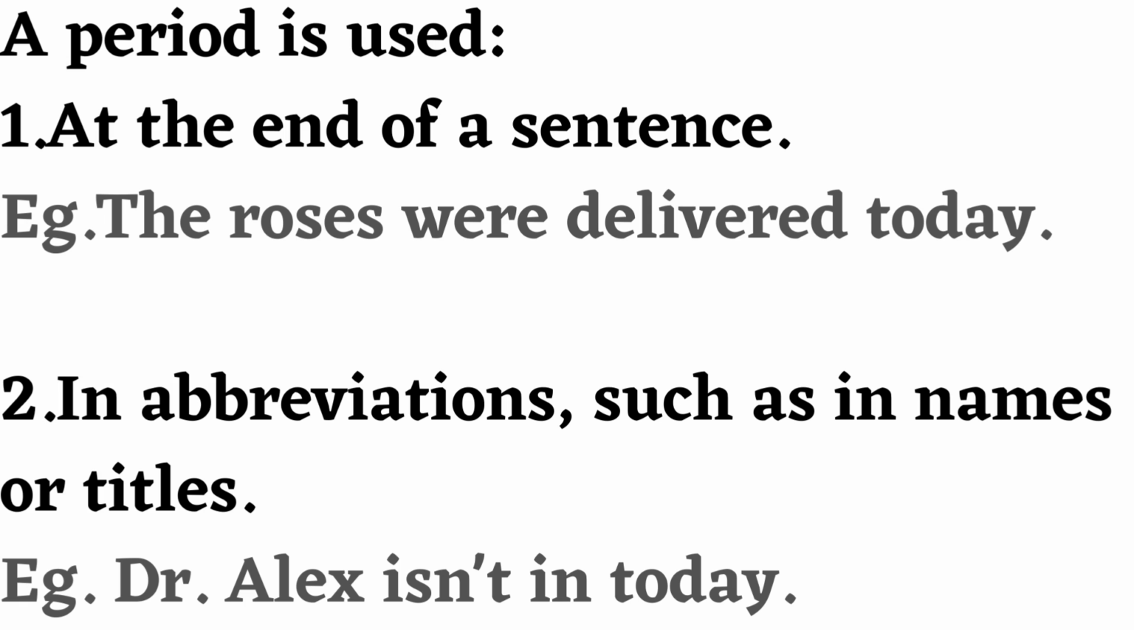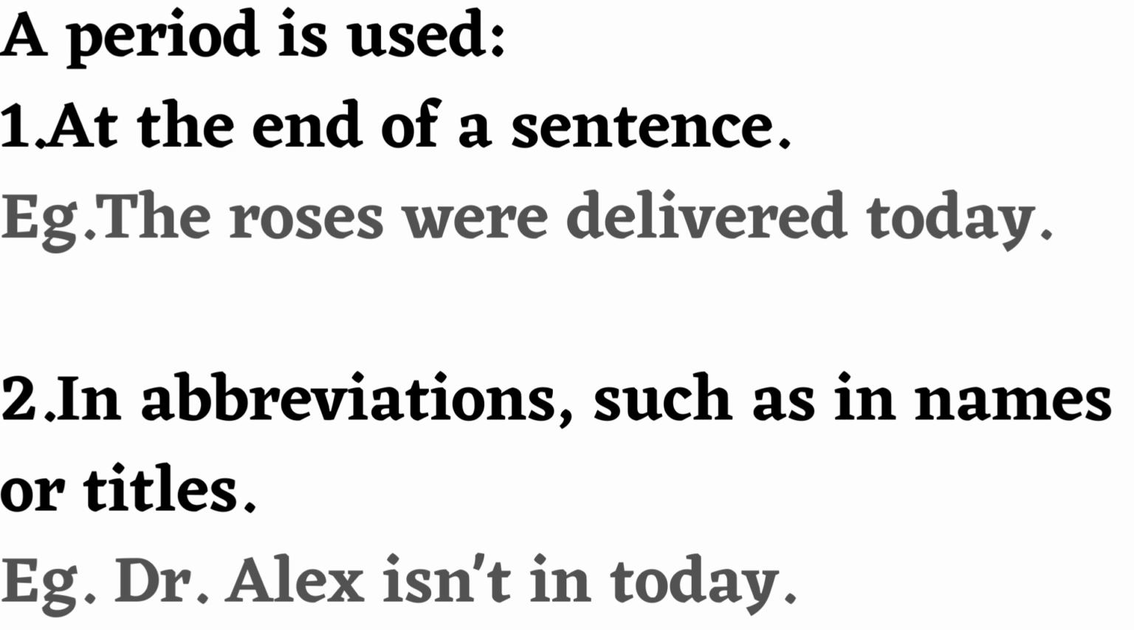How do we use the period? First, we use it at the end of a sentence. For example, the roses were delivered today. The second use of the period is in abbreviations such as in names or titles.